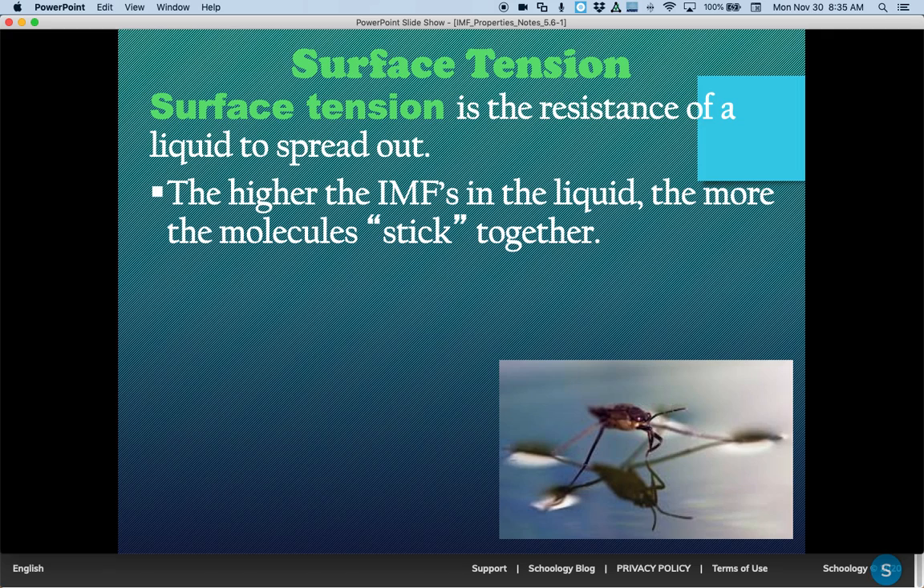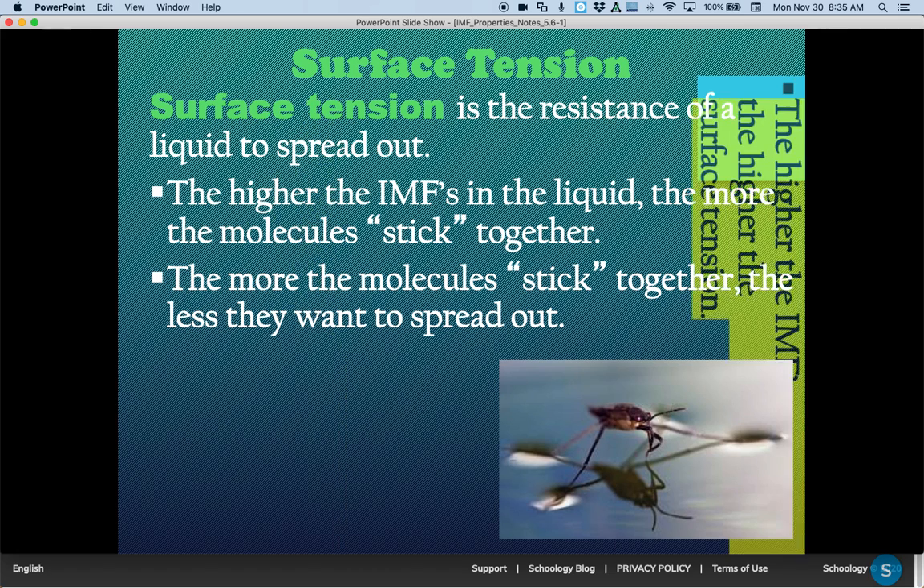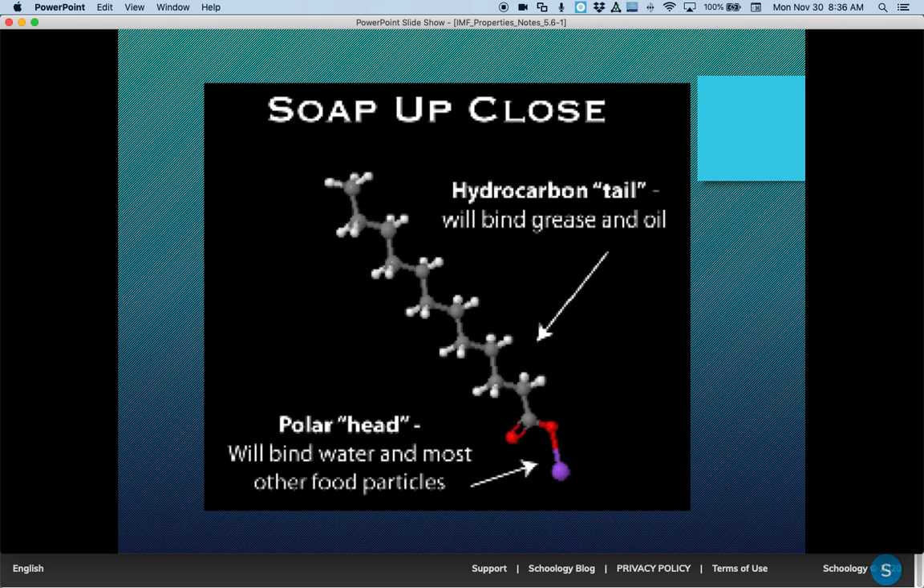And the reason, again, is IMF. So the more IMFs, the more they stick together, the more they are going to resist spreading out. So again, thinking about this in terms of magnets is always going to be a little bit helpful. So we're looking at things flowing or surface tension, things wanting to stay together. The more attraction, the more IMF, the higher the surface tension.